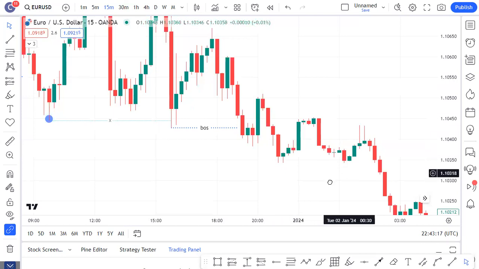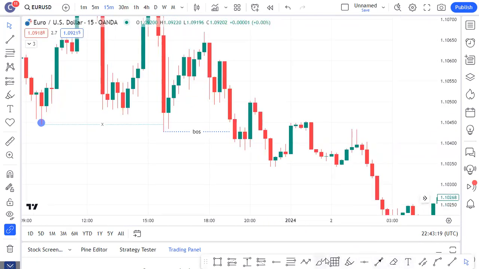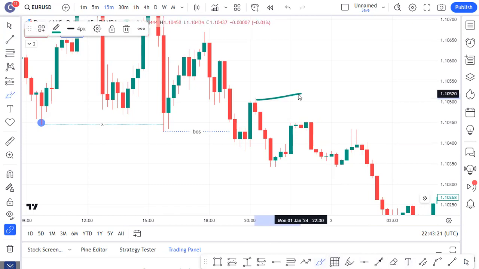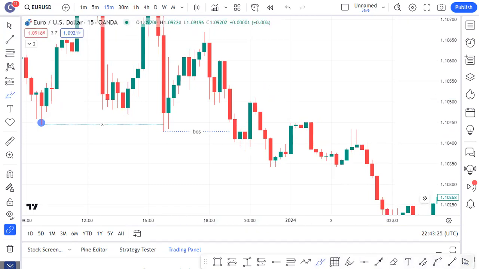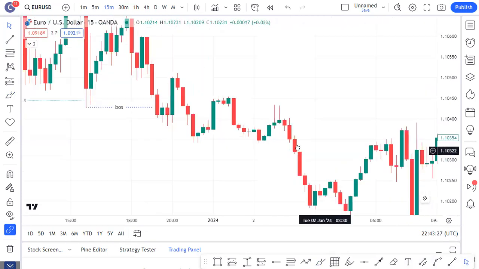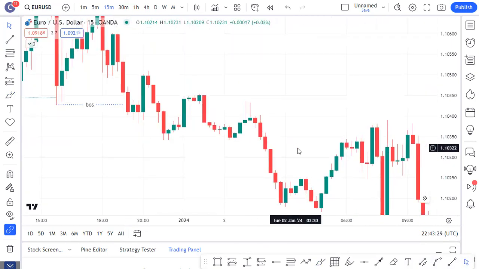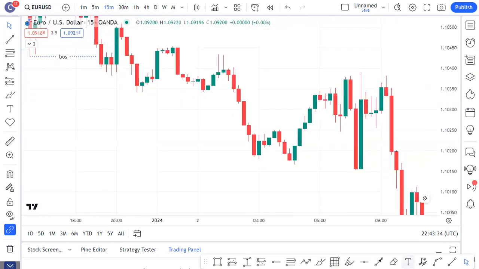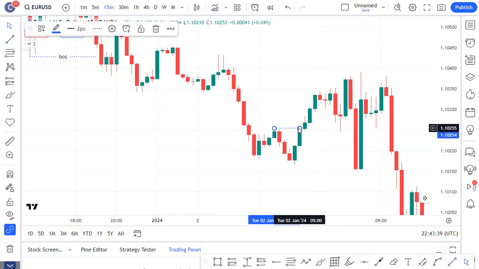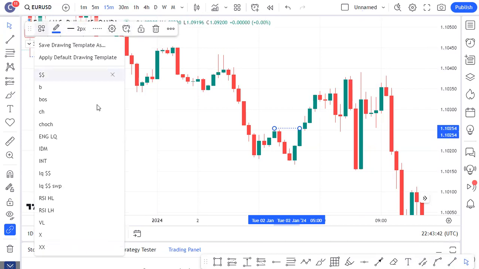So we need inducement. The first inducement was this one after the break of structure. It was never taken out, so we have to find the most recent pullback that has been taken out. Look at this. This is the inducement. This was on, I think, Thursday. This is the valid inducement that was taken out.